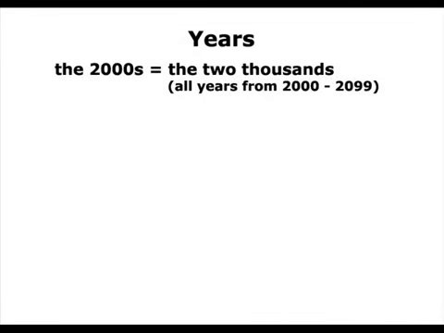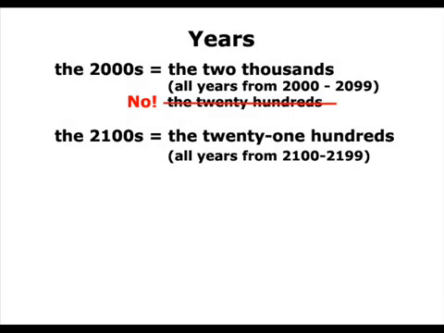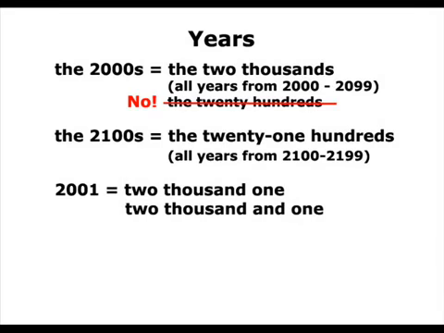The 2000s means all years from 2000 to 2099. We don't say the 2000s. The next century will be the 2100s, which means all years from 2100 to 2199. To say individual years in the 2000s, say the number as you would say any number in the thousands. 2001 or 2001. We don't say 2001.